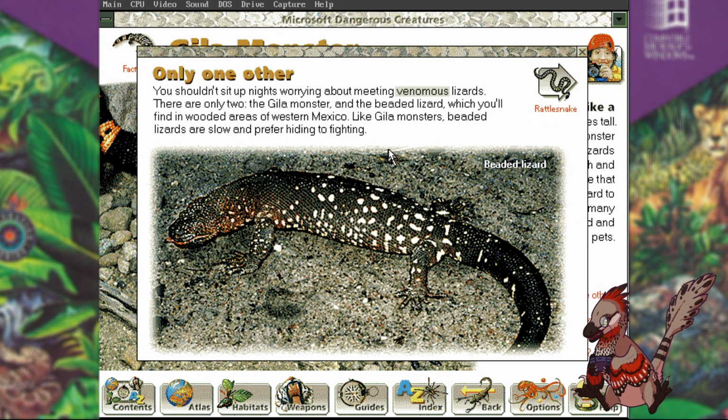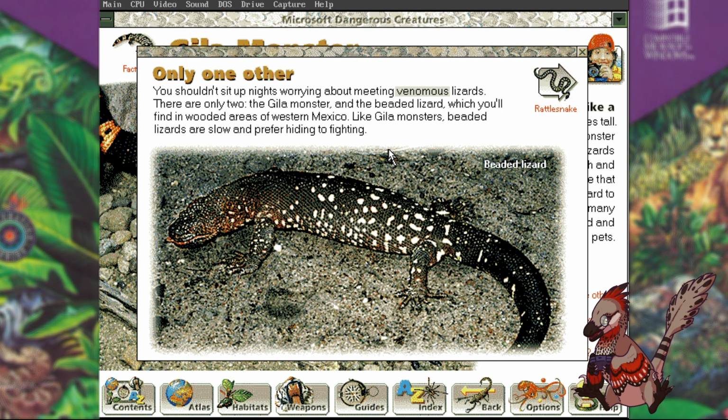Besides the Gila monster, the only other venomous lizard is the beaded lizard. You shouldn't sit up nights worrying about meeting venomous lizards. There are only two. The Gila monster and the beaded lizard, which you'll find in wooded areas of western Mexico. Like Gila monsters, beaded lizards are slow and prefer hiding to fighting.